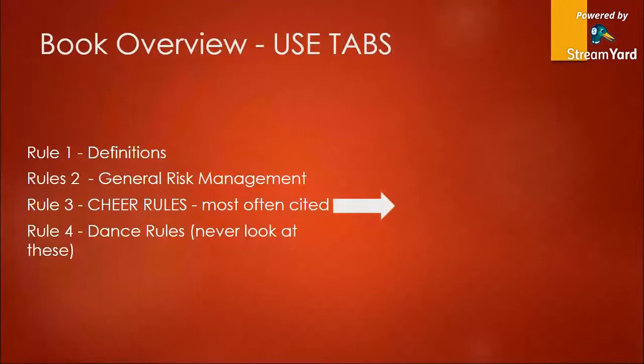Some of them have like a cheer version and a dance version. Rule two is general risk management. And again, that's for cheer and dance. And then rule three is the one that we cite the most often, and that is the cheer rules. So anything pertaining to cheer, specific just to cheer, is in rule three. And then rule four, you can paperclip off. I usually put a little binder clip at the top and never look at those because those are just the dance rules.